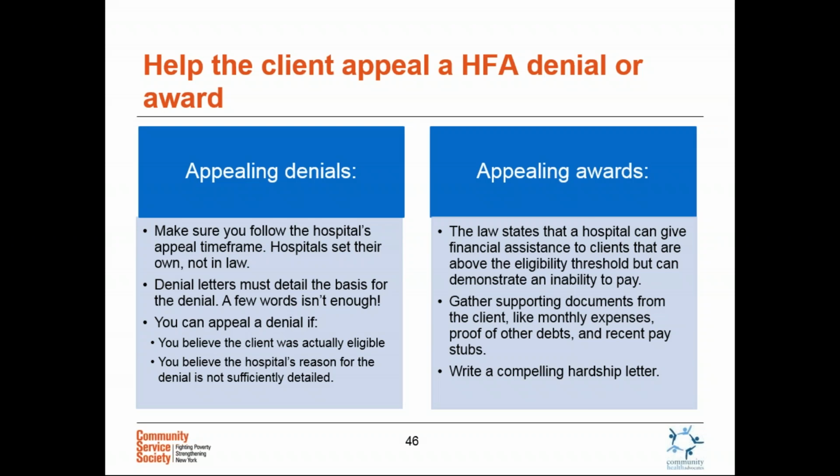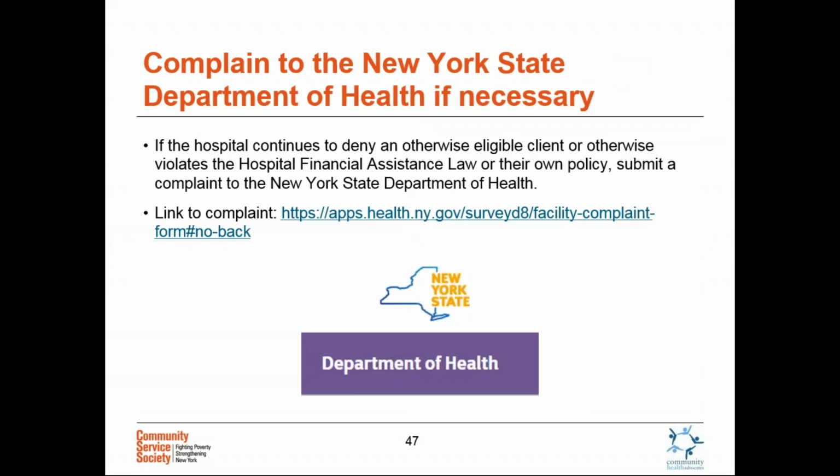You can also appeal awards and ask for a greater discount. The law states that a hospital can give financial assistance to clients that are above the eligibility threshold but can demonstrate an inability to pay. To do this, you should gather supporting documents from the client, like their monthly expenses, proof of other debts that they have, their recent pay stubs, and then put it all together in a compelling hardship letter.